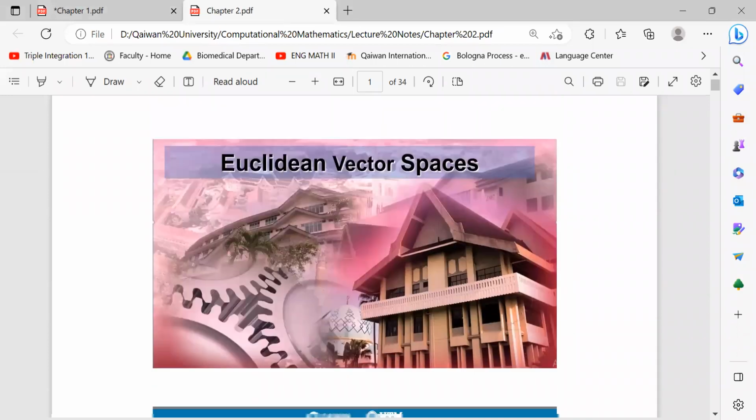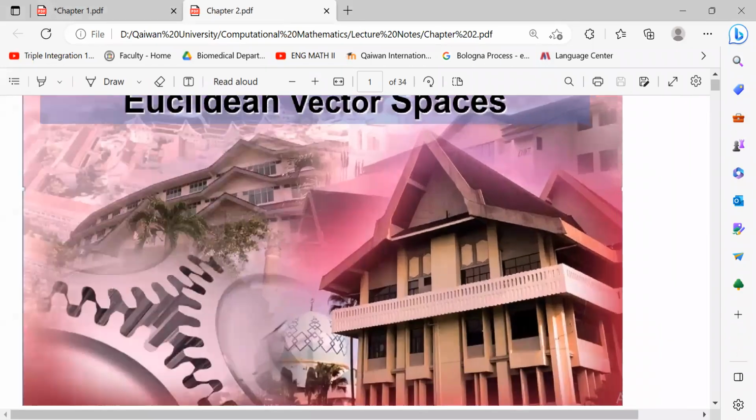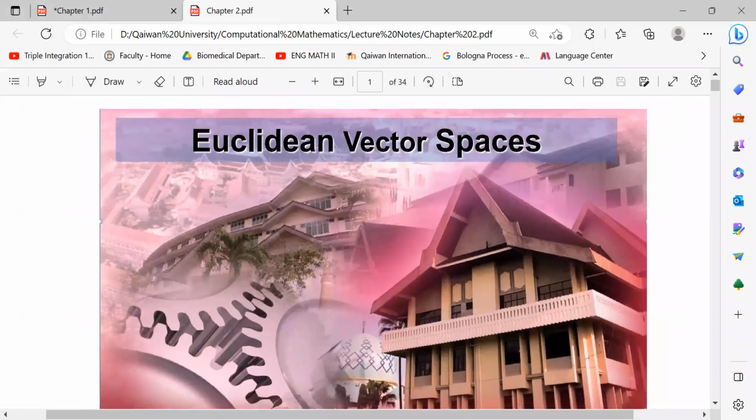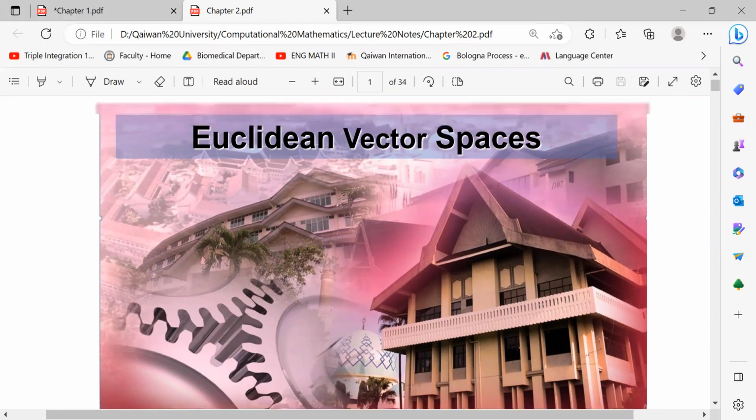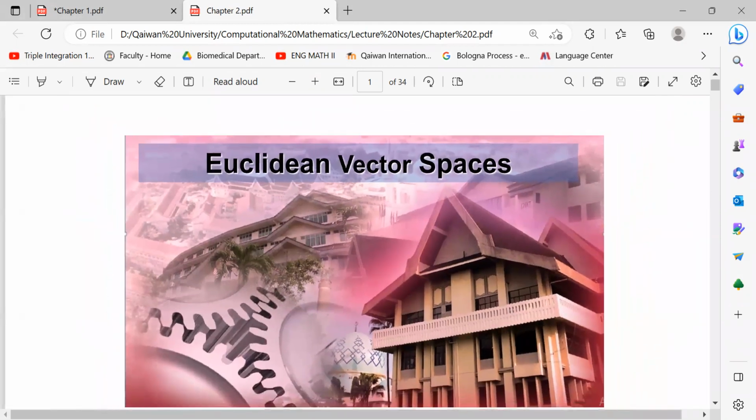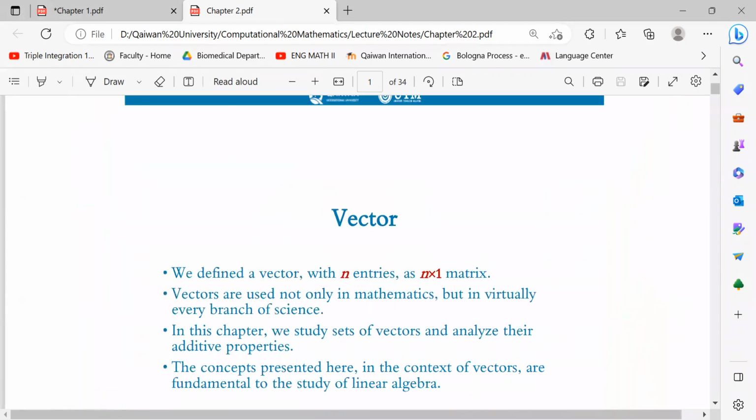Chapter 2 is about Euclidean vector space. Here, we just talk about some operations on vectors that will be the basis for the next chapter. We talk about only some basic operations on vectors.